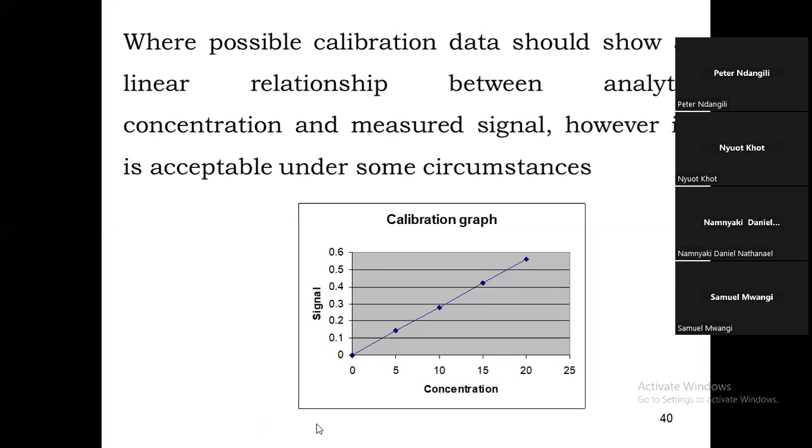So this is a calibration curve where you have the signal on the y-axis and the concentration on the x-axis. And when you get the slope, you are able to get the sensitivity. I think there was a question in your midterm examination on this kind of graph. Most of you were able to get the answers correct.